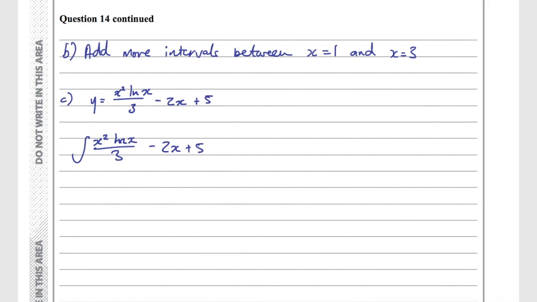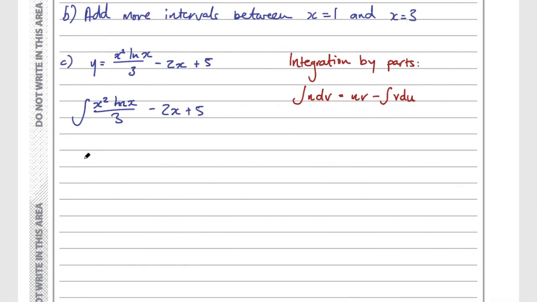And remember the rule for integration by parts. It says that the integral of u dv equals uv minus the integral of v du. And we can use that rule to find the integral of x squared ln x. This minus 2x plus 5, that won't be a problem. So let's just do that quickly first. So the integral of minus 2x plus 5, that's just going to be minus x squared plus 5x plus c. Remember, always adding that constant on the end.